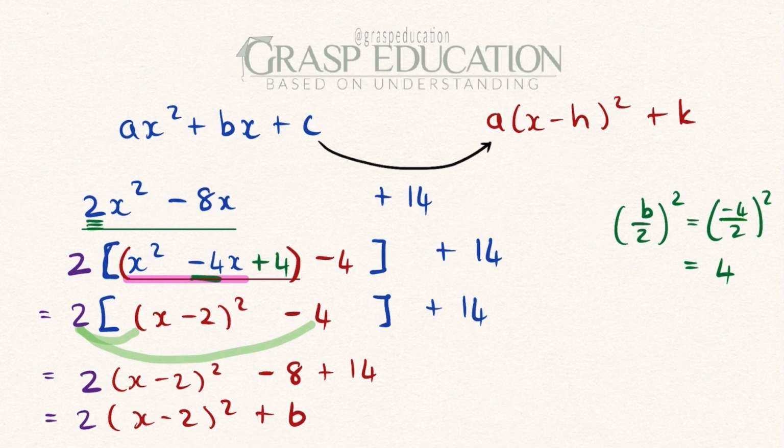I now have a perfect square bracket in the same format as what I have here, where a is 2, h is 2, and k is 6.